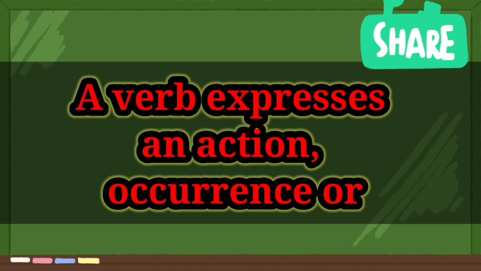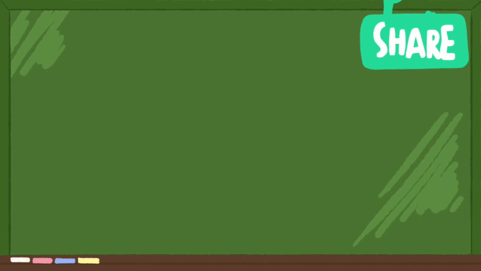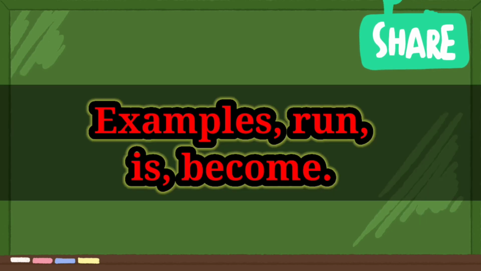Verb. A verb expresses an action, occurrence, or state of being. Examples: run, is, become.